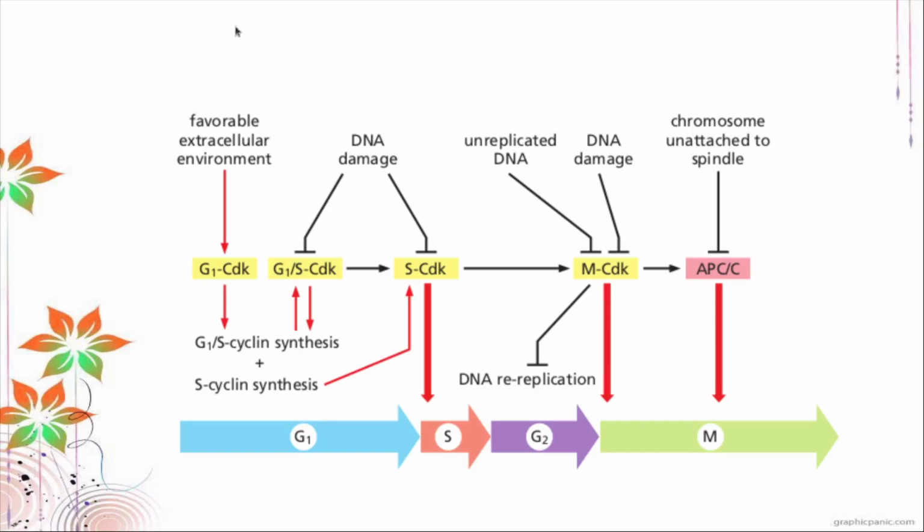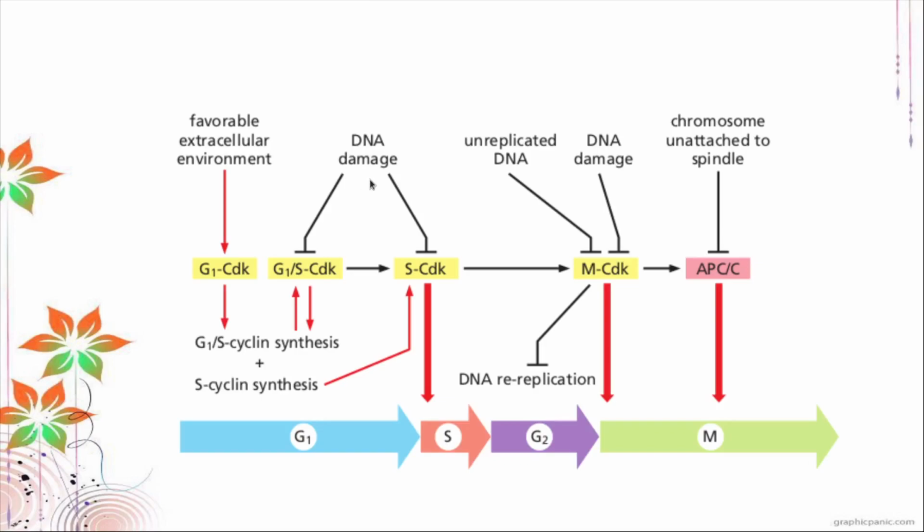For example, the G1 CDK control system: if you have a favorable extracellular environment, it will turn on the G1 CDK, turning on the G1/S cyclin synthesis. And again, this will in turn activate the S-CDK, which triggers the movement from the G1 phase to the S phase. So your cell will undergo DNA replication.